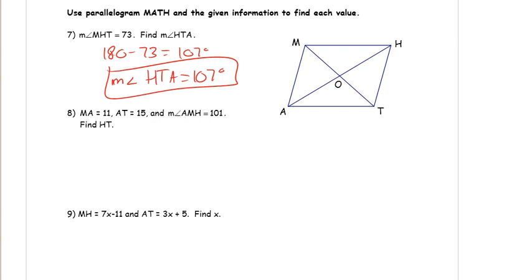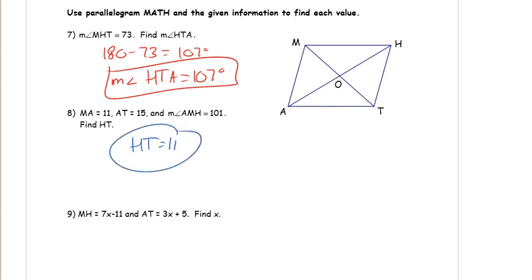I'm going to erase just so that we can look at some different stuff for number 8. We know that MA is 11. We know that AT is 15. We know that AMH is 101 degrees. We want to find HT. Well, so far, we're given a couple pieces of information that we will like and we need. Actually, we're really just given one. If we want to know what HT is, we know it's the same as MA. MA is 11. HT is 11. So pretty simple.